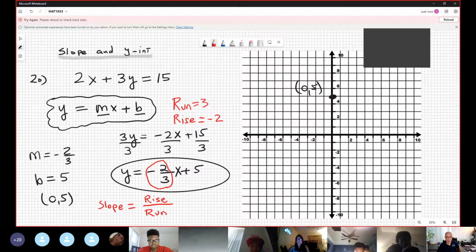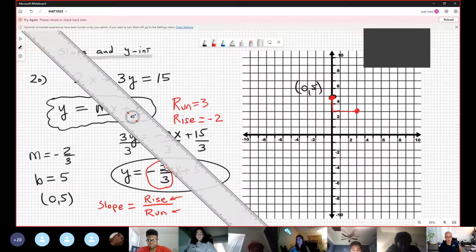Now I go from this famous point 0,5 down 2 units because it's negative. 1, 2. So actually 5 minus 2 is 3. This segment I do in red color is the rise. And the run is 3 units to the right, always to the right. 1, 2, and 3. And you plot the second point. One point, two points. Ready to make a line. A line.